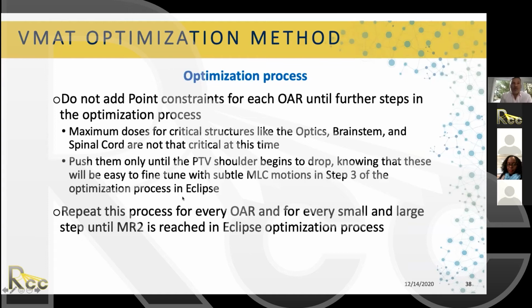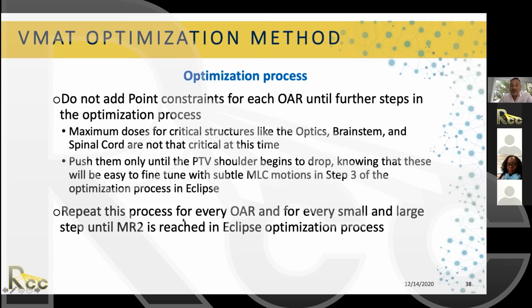At this point, I said that we are only using mean dose constraints, which are very useful. Do not add point constraints for each OR until further steps in the optimization process. The maximum doses for critical structures, for example optics, brainstem, or spinal cord, are not that critical at this time. For a nasopharynx plan, where the PTVs are going to be very close, maybe you want to add it, but you need to be careful. Don't worry, because these max doses can be easily achieved in the later steps, step number 3 of the optimization. We will fine tune that later on.